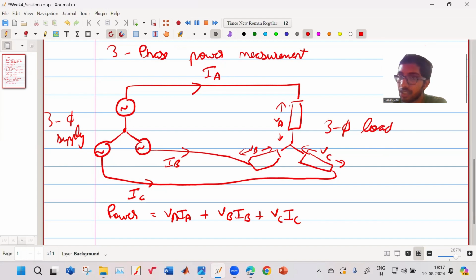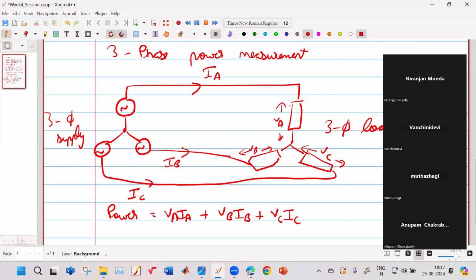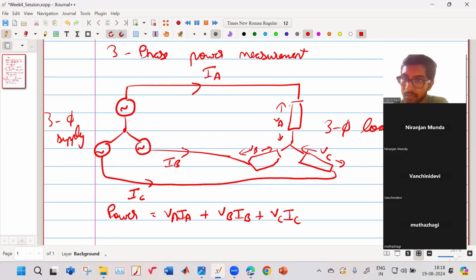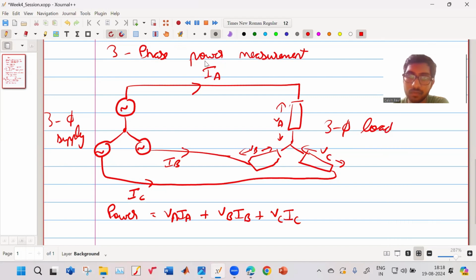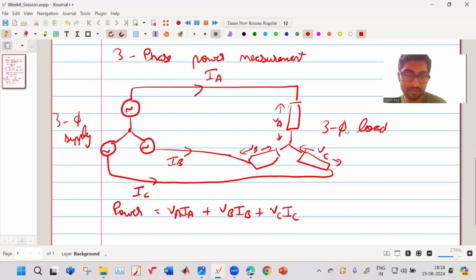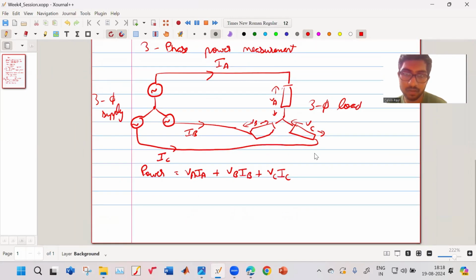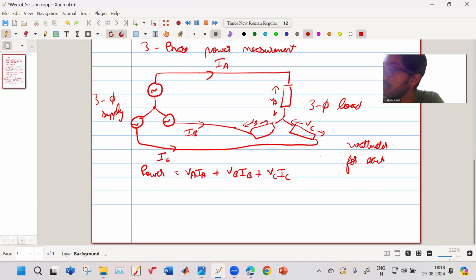So what has Sir told? How do we measure this power? Does anyone remember from the lectures? You guys are going through the lectures, I hope, right? So there's one case in which we can have a wattmeter for each phase, and we can measure the voltage and current, and thus we can get the power in each phase.